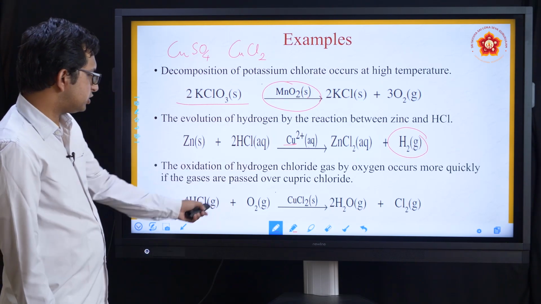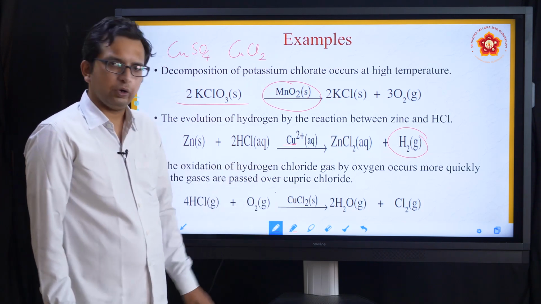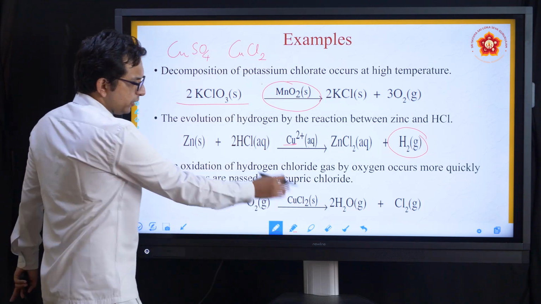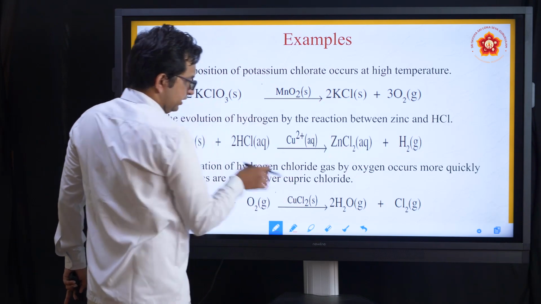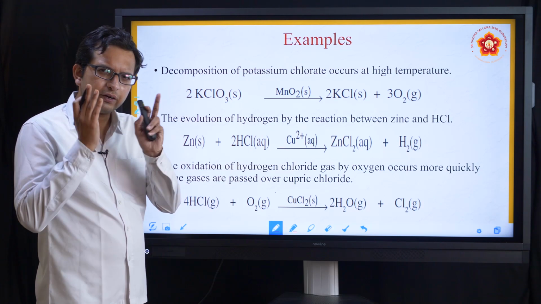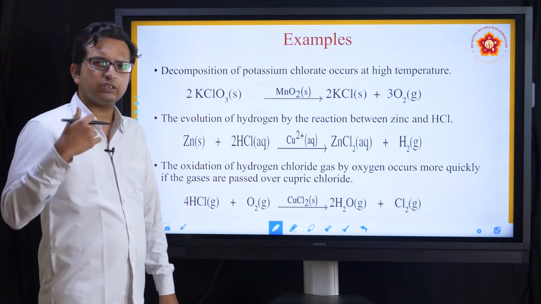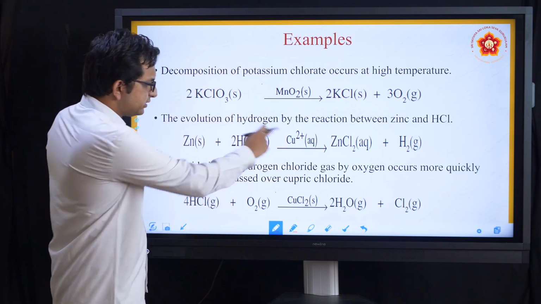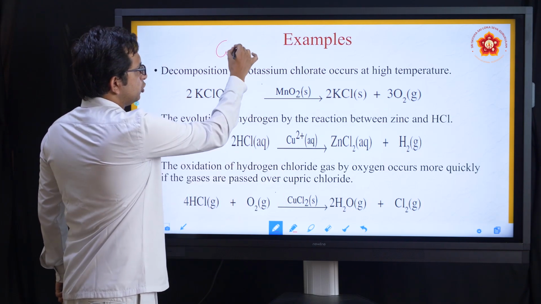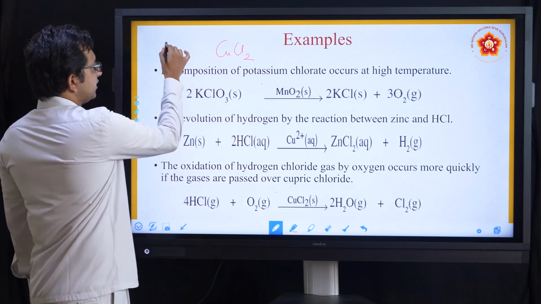Similarly, you can see oxidation of hydrochloric acid. Now this is possible when you pass on cupric chloride. What is the difference between the catalyst used here and here? This is specifically a solid cupric chloride which has to be used, whereas here it's in aqueous form, which means it has been mixed in water, and necessarily it need not be CuCl2 only. Though this is copper in the +2 state, it necessarily need not be that.